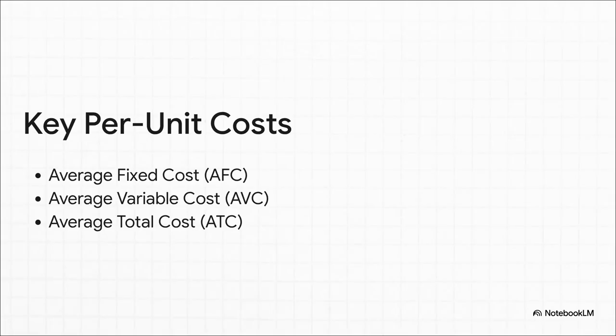And that brings us to three new key ideas. They sound a little technical, but they're not, I promise. We've got average fixed cost, average variable cost, and average total cost. You'll pretty much always see these written as the acronyms, AFC, AVC, and ATC.